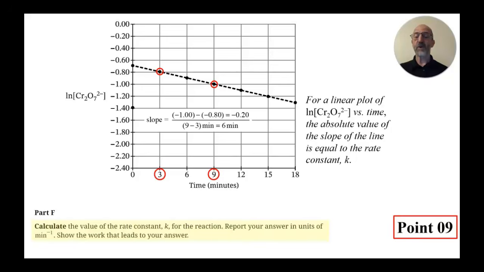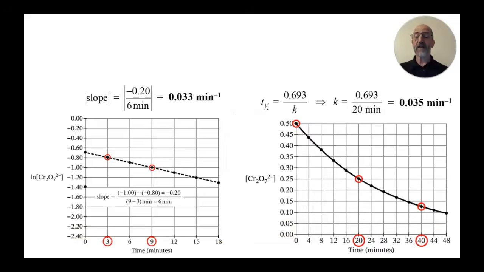So what I'm going to do is calculate the absolute value of the slope. And that would be 0.2 divided by 6, which is going to give me a value of 0.033 with units of inverse minutes. So 0.033 is my value of the rate constant with units of inverse minutes. Now, there is another possible acceptable answer to this point, and that would be not based on this graph, but based on the knowledge that the half-life is 20 minutes.